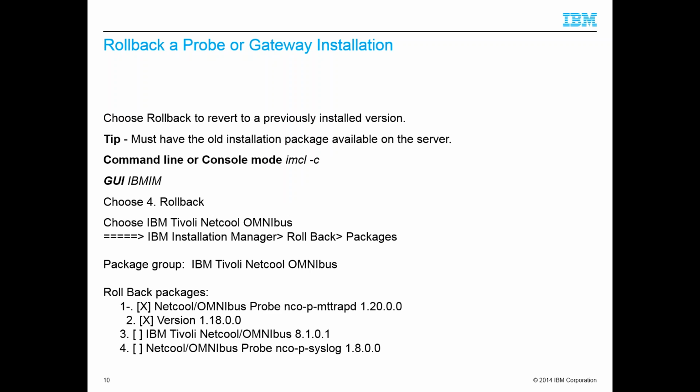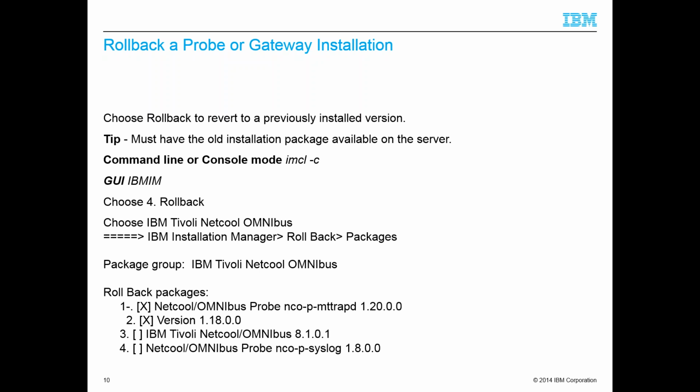Rolling back a probe or gateway installation, you can choose the rollback option to revert to a previously installed version. Here's a tip. You must have the old installation package available on the server to roll back. So when you're installing probes and gateways, if you're installing Omnibus, it's a good idea that whatever you've installed, you keep in a file repository somewhere so that if you do need to roll it back, you can roll it back with the rollback option using the old installation package.